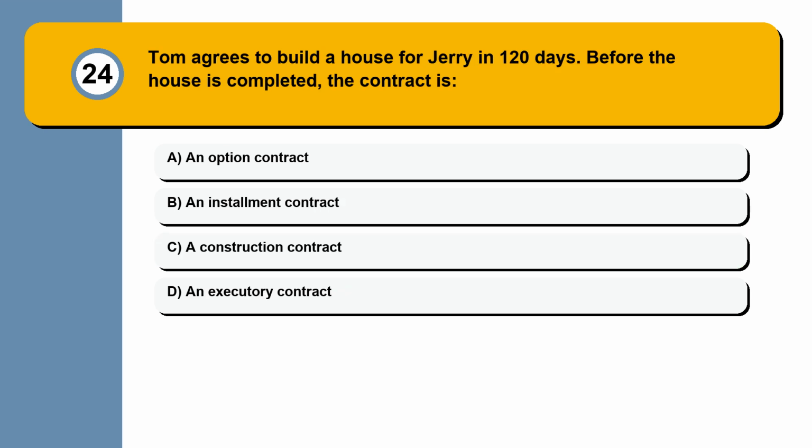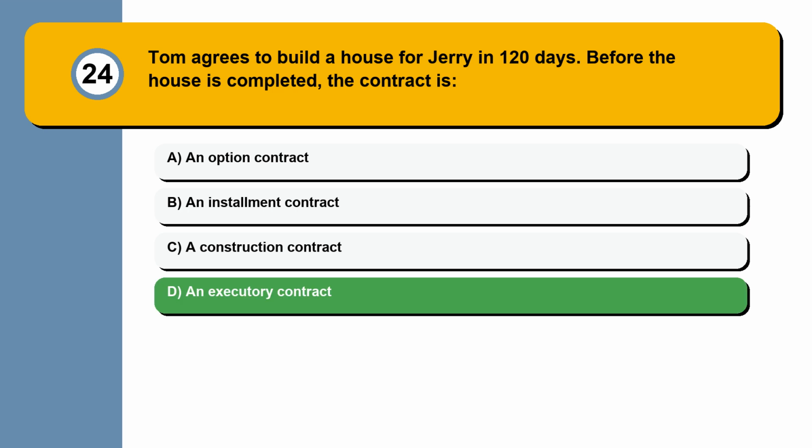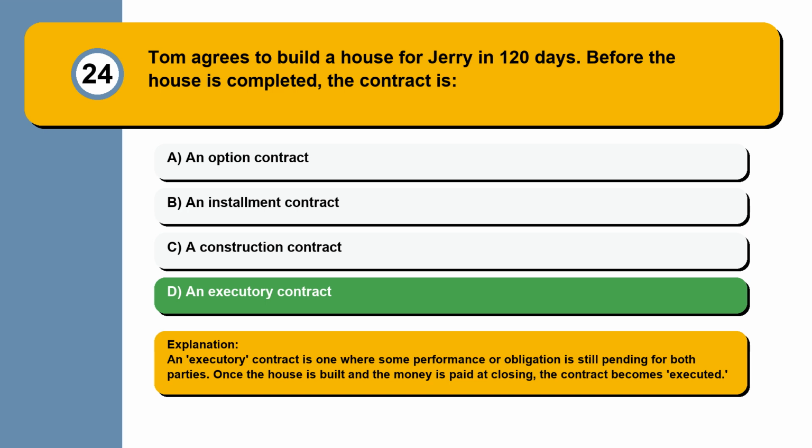Question 24. Tom agrees to build a house for Jerry in 120 days. Before the house is completed, the contract is an option contract, an installment contract, a construction contract, an executory contract. An executory contract is one where some performance or obligation is still pending for both parties. Once the house is built and the money is paid at closing, the contract becomes executed.